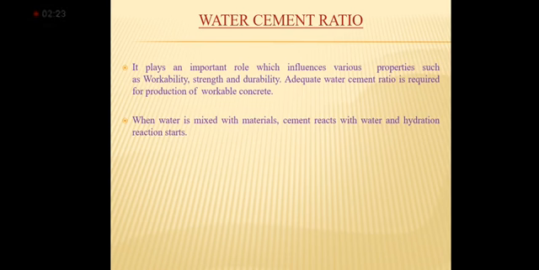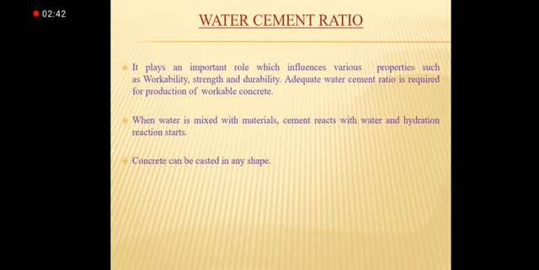When water is mixed with the material, cement reacts with water and heat of hydration starts. It means the moment cement and water mix together, the heat of hydration process will start. The cement will start doing its function, that is called binding.